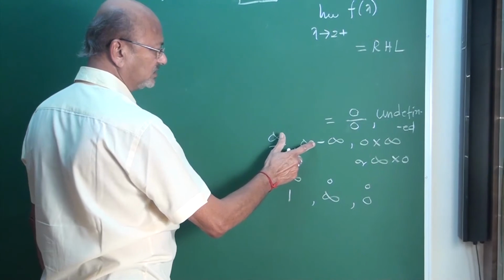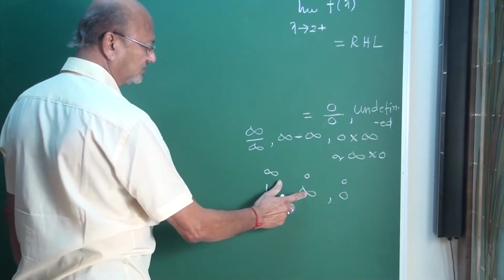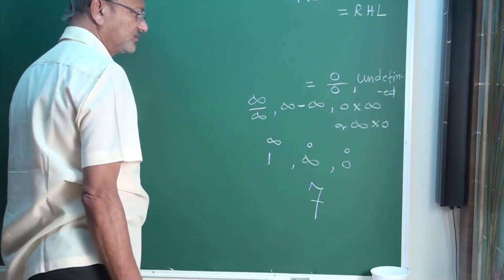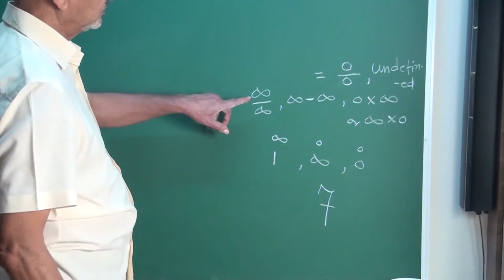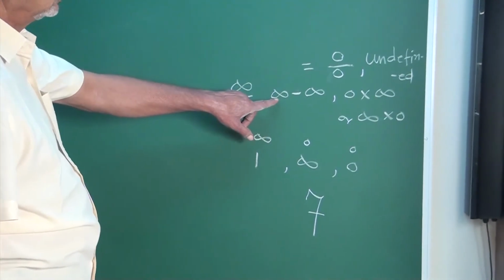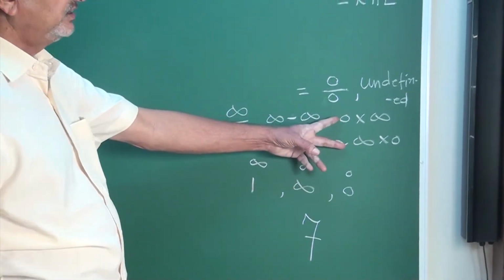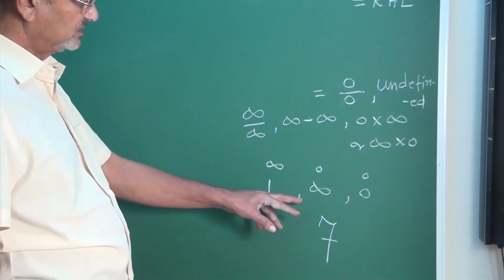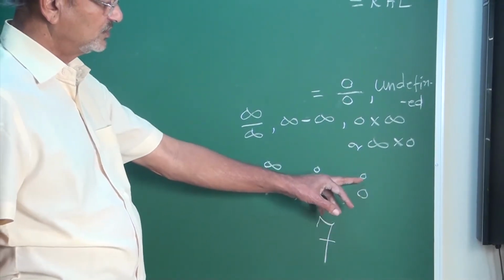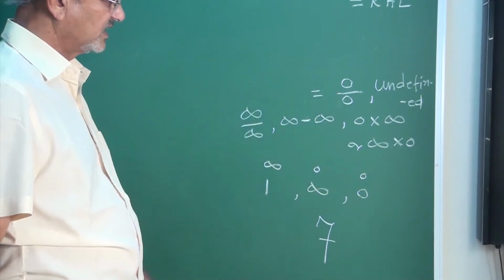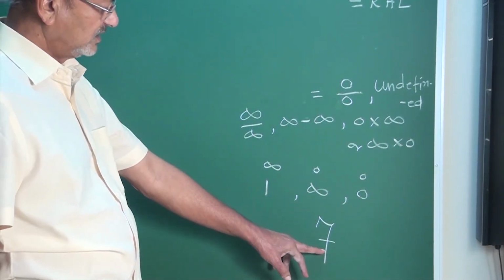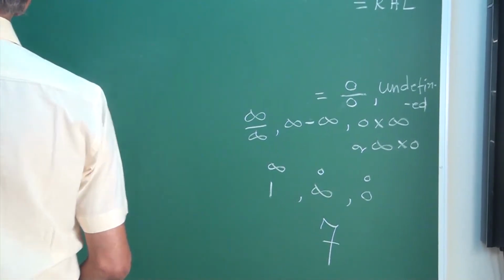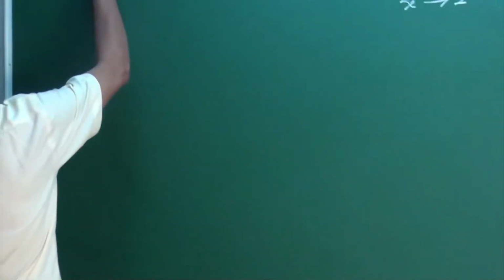1, 2, 3, 4, 5, 6, 7. These are 7 indeterminate forms. Infinite upon infinite, infinite minus infinite, either 0 into infinite or infinite into 0, 1 to the power infinite, infinite to the power 0, 0 to the power 0. These are the 7 indeterminate forms. Now I will come to the value of the function.